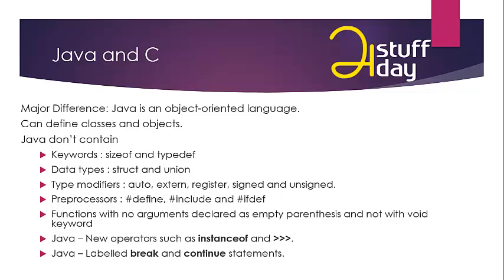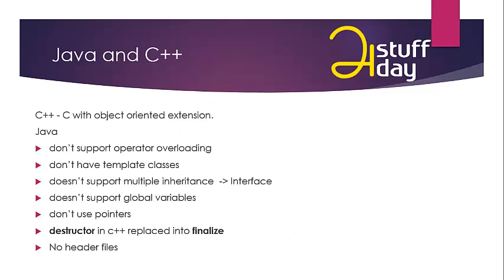Functions with no arguments are declared with empty parentheses, not with the void keyword. And in Java, new operators such as instanceof and >>> are used. In Java, labeled break and continue statements are used. These are all the differences between Java and C and how Java overcame the C language.